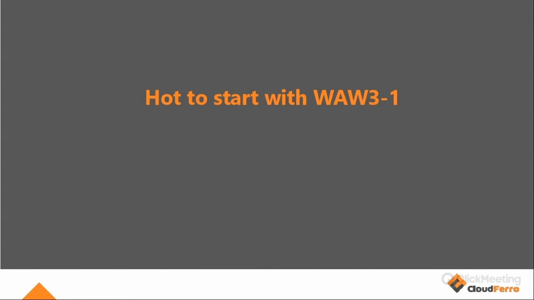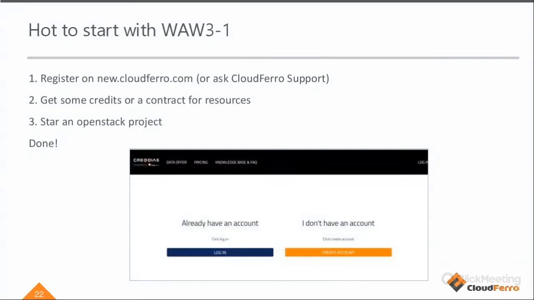How to start with WAW3-1? As I said, 3 easy steps. Register on new CloudFerro.com or ask support or sales to do this for you. Get some credits or contracts for resources and start a project. You can start a project through the billing. So basically, you can register even now. You have to contact sales or support on how to get resources in terms of economic resources. So move credits from the old billing, or get some contract to test and to move your resources there.